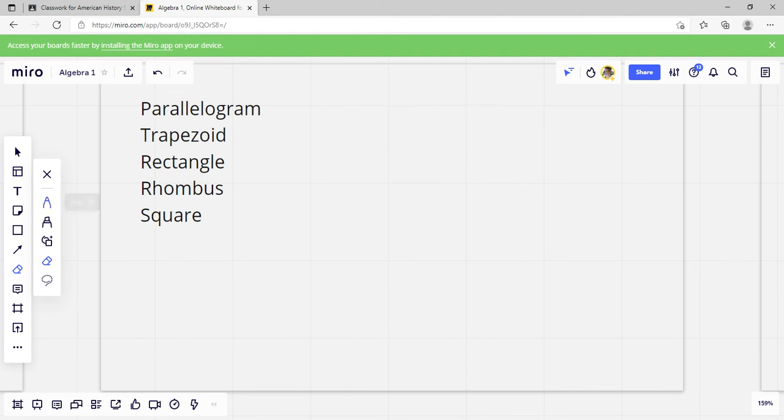Not all 4 parallel to each other, but just 2 and 2. 2 pairs of parallel sides. I probably spelled that wrong. I'm terrible at spelling. All right, a trapezoid. A trapezoid is a quadrilateral that has exactly 2 parallel sides, so only 1 pair.